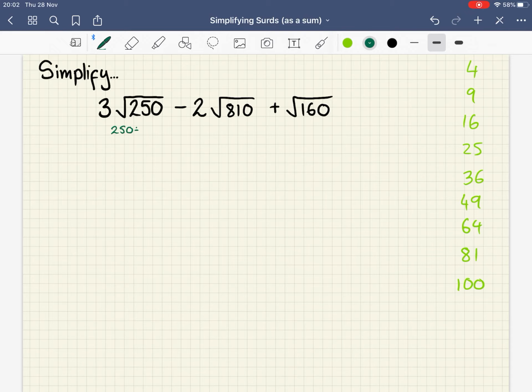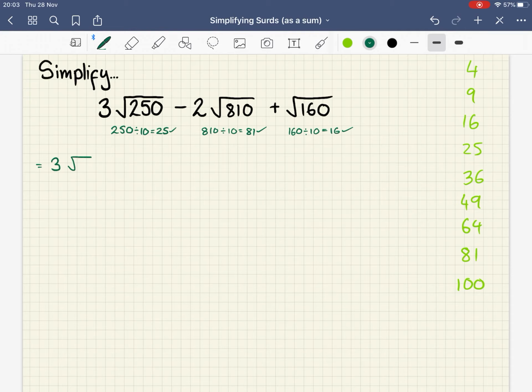So if I do 250 divided by 10, that's going to give me 25. And looking at my list, I can see it's on there, so that's going to work. And again, I look at this 810. If I divide that by 10, that gives me 81, which again is on my list, so that's going to work. And 160 divided by 10 is going to give me 16. And again, look at my list there. It's one of my square numbers, so that's going to work.